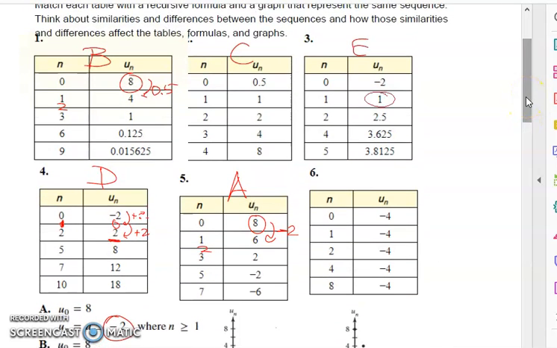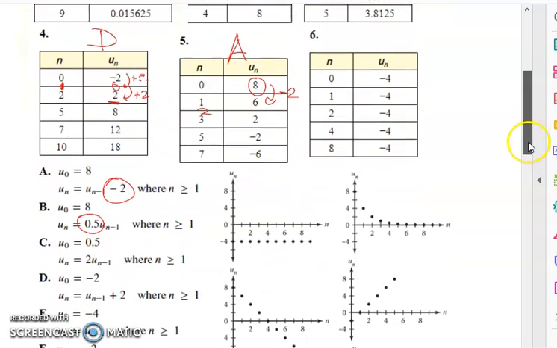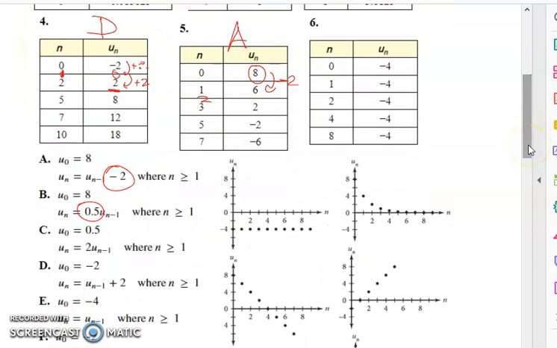And actually, I did this answer in the previous video segment, where I put in the -2 to show that the next answer would be 1. And then the last problem, from 6, that would be E, where the next answer is always going to remain -4. It's not going to change.